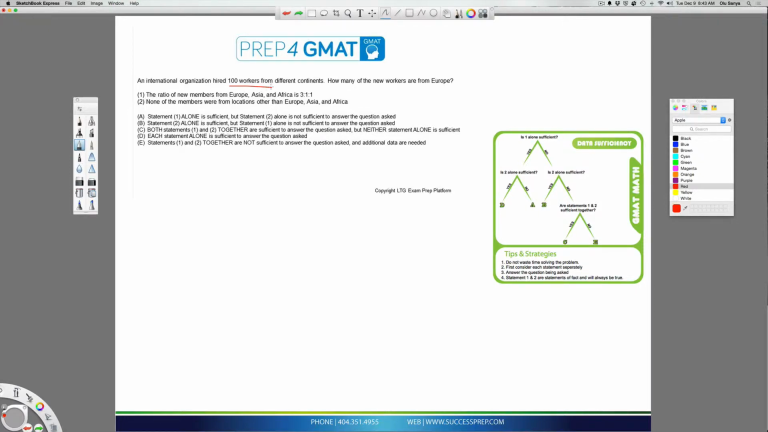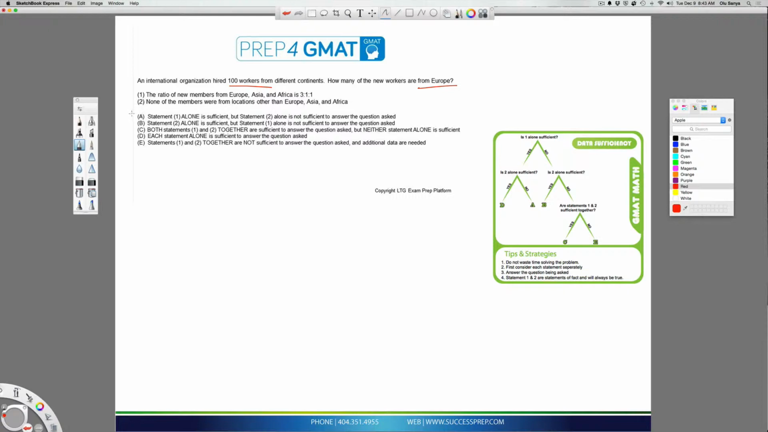So we know that 100 workers from different continents, and we know we're looking for how many of those workers were from Europe. It says the ratio of the new members from Europe, Asia, and Africa. So this is statement one. On data sufficiency, we have to look at statement one and two. Now the key thing here is to make sure you focus on statement one alone, and then on two alone, and then you can move on from there.